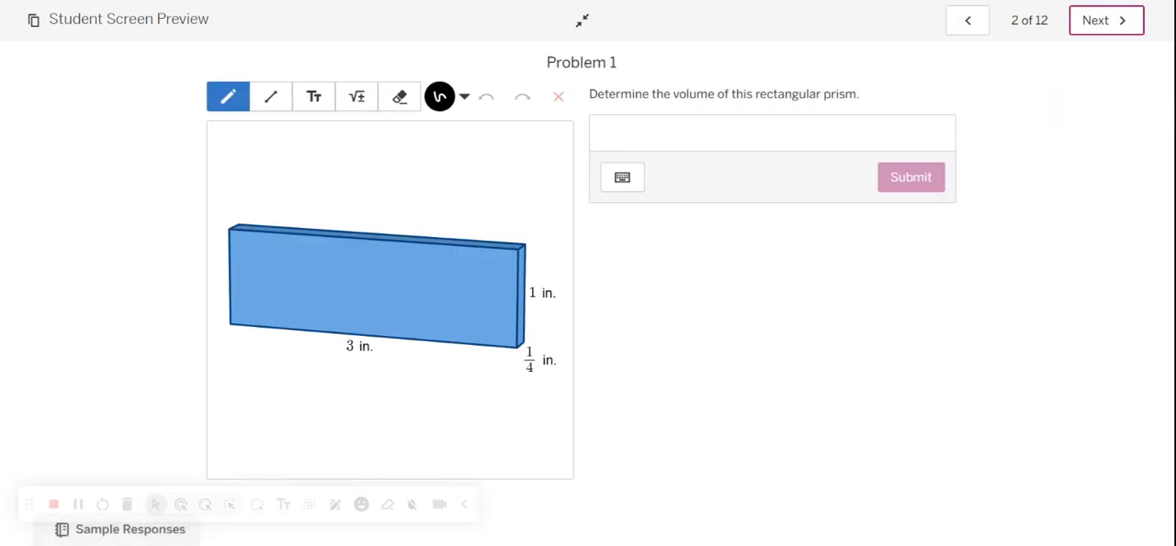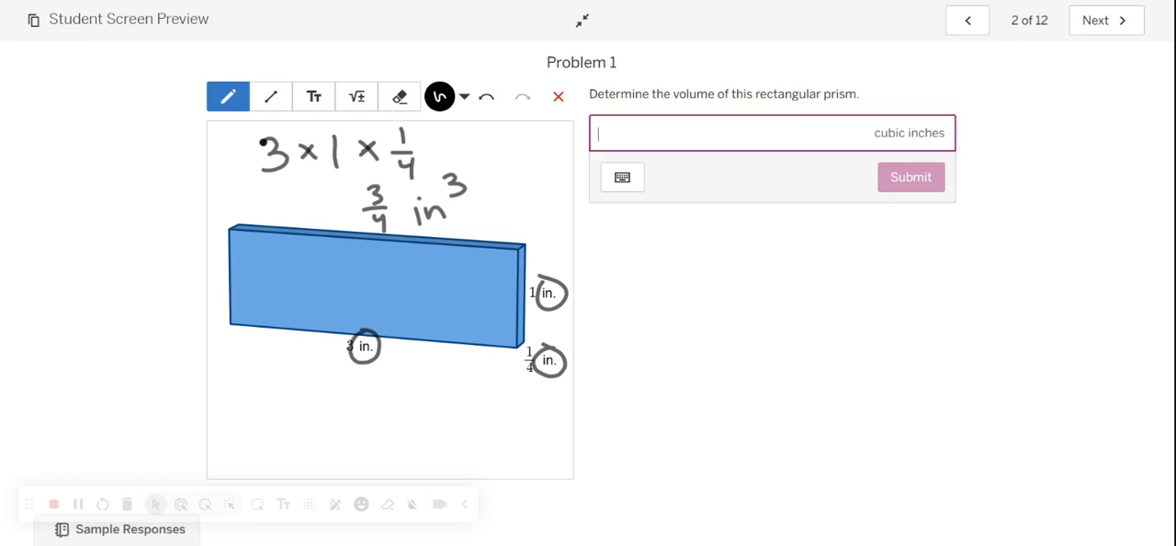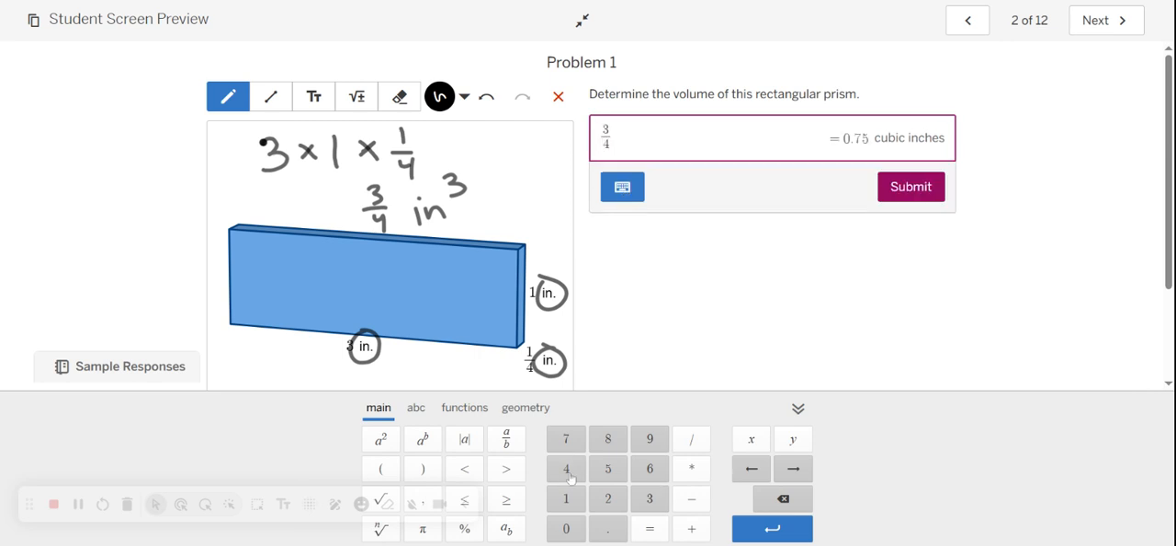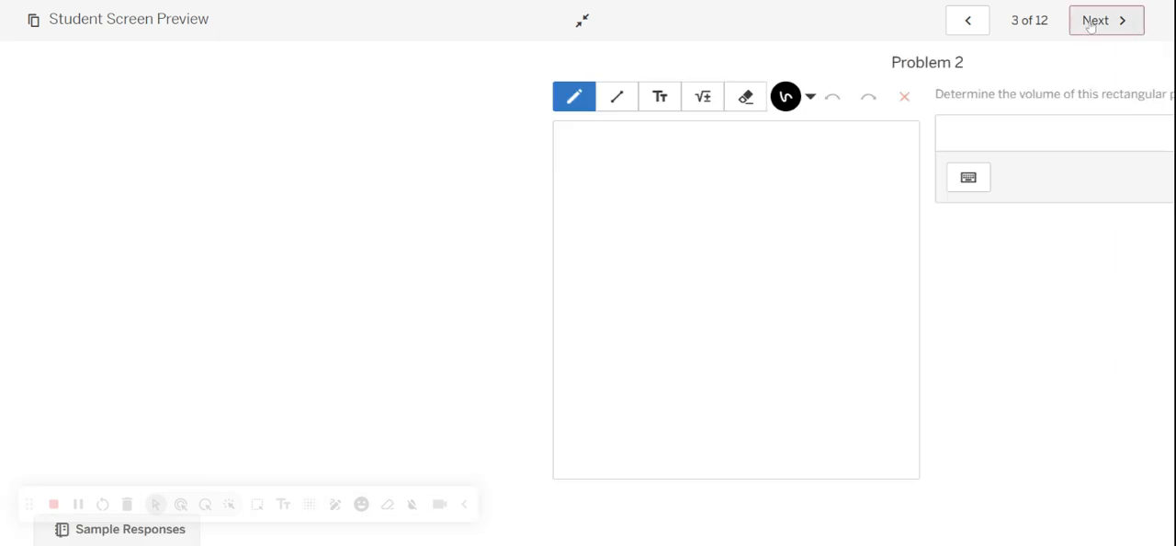And so when I look at a problem like this, I've got a 3, a 1, and a 1/4 in any order you want. I tend to put the biggest one first, but it's going to be 3 times 1 times 1/4. And so 3 times 1 is 3, times 1/4 is just 3/4. But you have inches times inches, which gives you inches to the third power, inches cubed. So over here, oh, they already have it in cubic inches for me, so I don't have to type that in. But 3/4, submit. And we go to the next one.